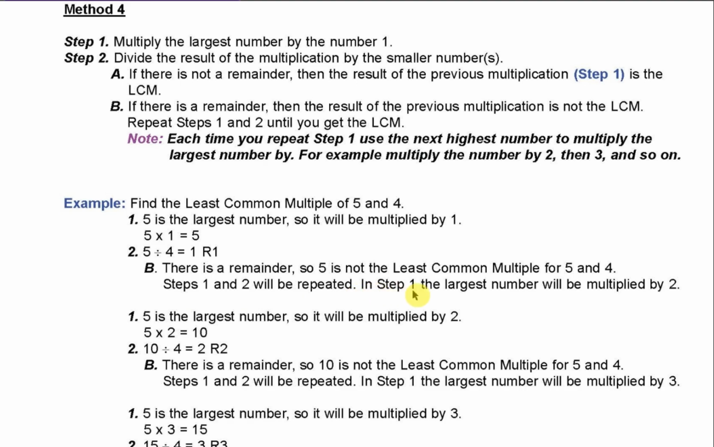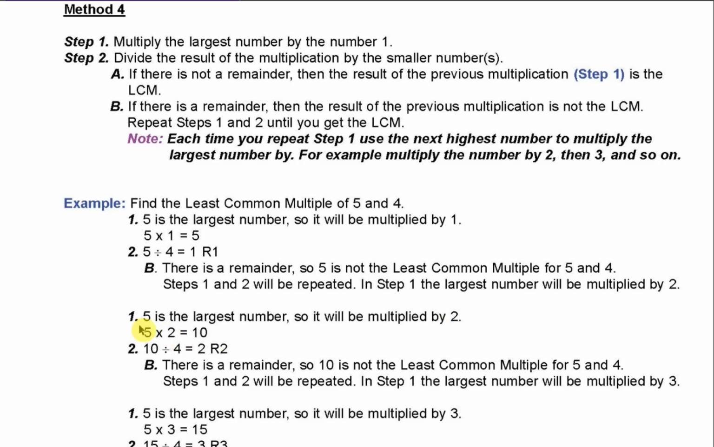In step 1, the largest number will now be multiplied by 2. Since we have multiplied by 1, we will now multiply the largest number by 2. We're going to increment the number that we've multiplied by until we find the least common multiple. So the next number to multiply by will be 2.